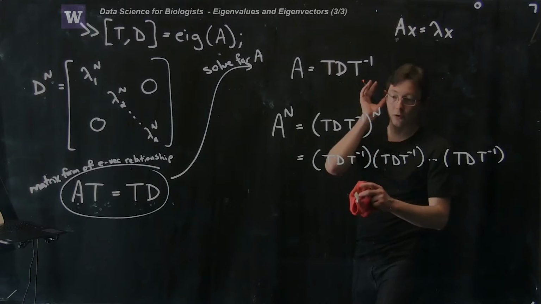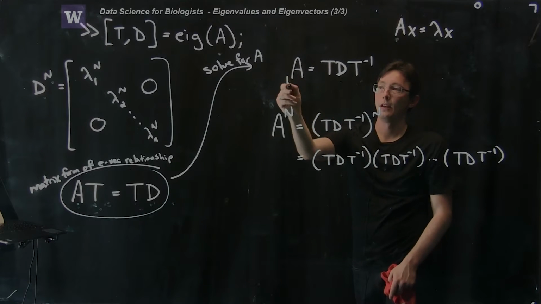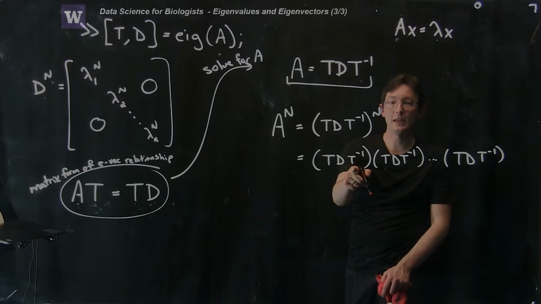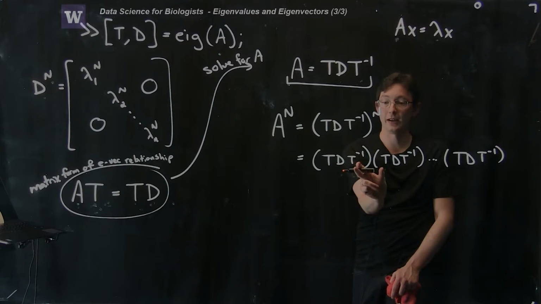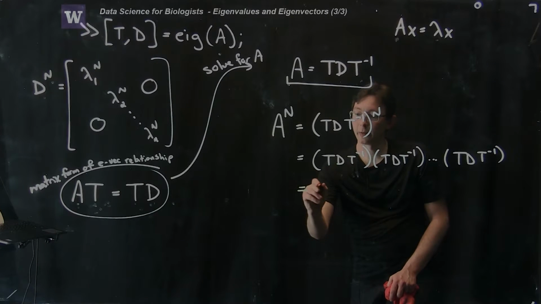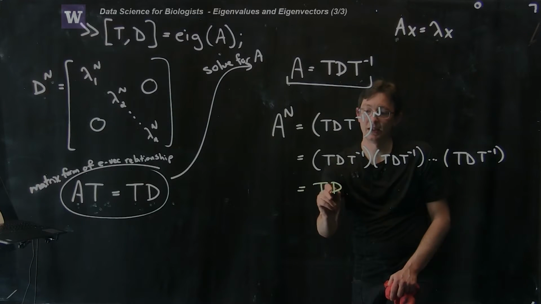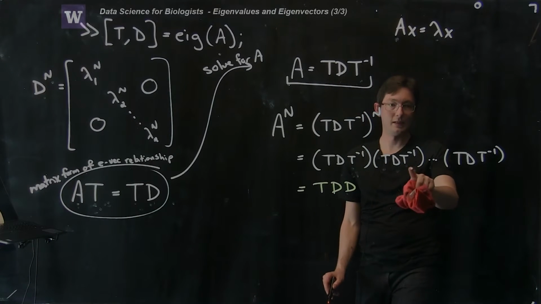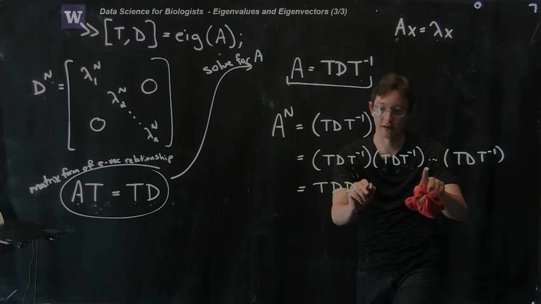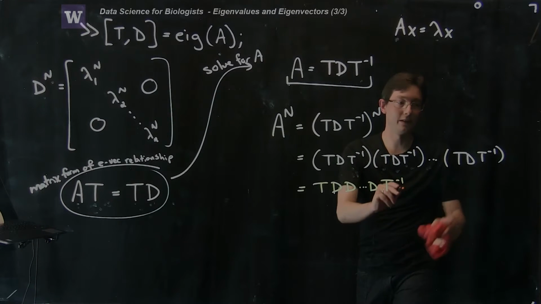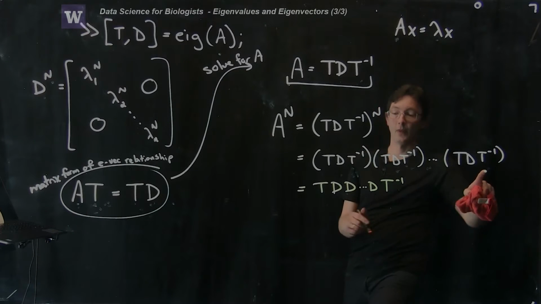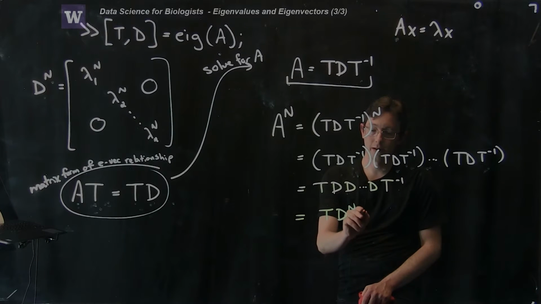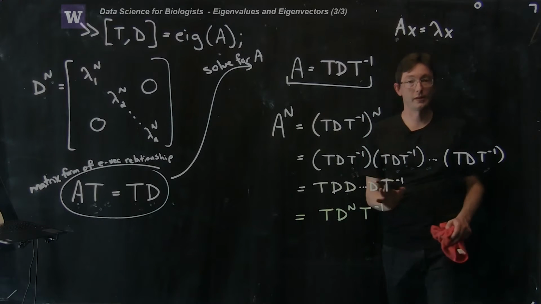Now this is the really, really cool part. This is why we want to write A this way, because this is actually much, much simplified. All of these T inverse T's in the middle cancel out to identities. So what I really have is T times D. These cancel, I get another D, times D. These T's cancel, I get another D, dot dot dot, D. And finally, I get a T inverse on the right-hand side that doesn't cancel. So after all this is said and done, I get T times D to the power n times T inverse.